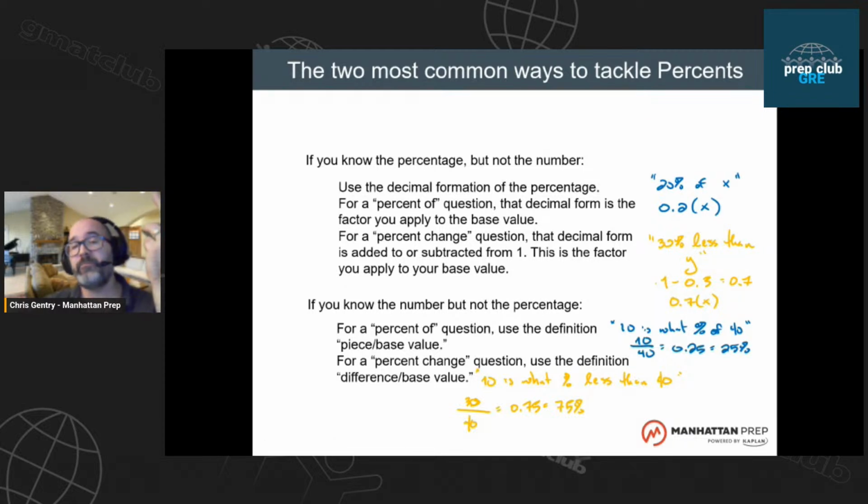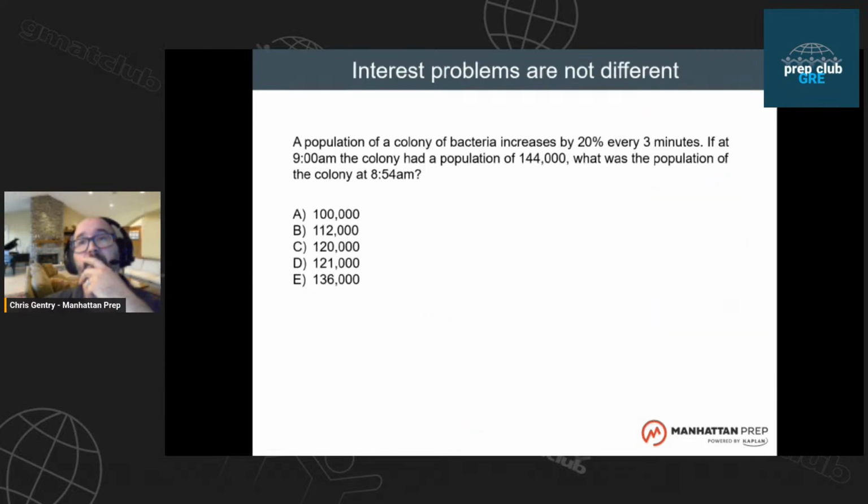Last thing here is that some percentages are couched in a story presentation, which is a disguised interest rate. Interest or percent, like a percent increase in stages, these are not different.